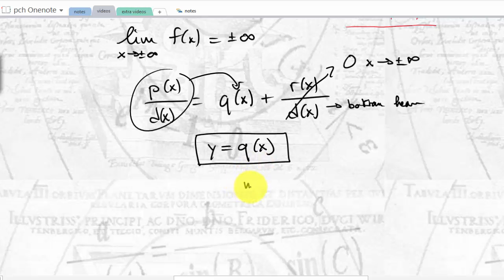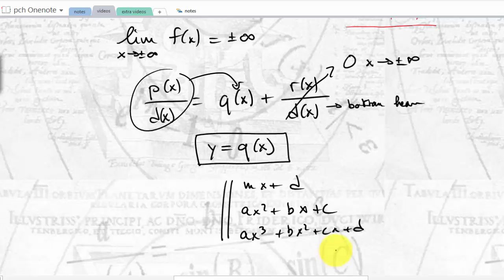Maybe it's going to be mx plus d, maybe it's going to be ax squared plus bx plus c, or maybe it's going to be ax cubed plus bx squared plus cx plus d. I mean, it's going to be a polynomial function, okay? So it's no longer horizontal asymptote necessarily. Let's quickly check 3 examples I've completed myself in the notes, and then we'll do an example together, okay?